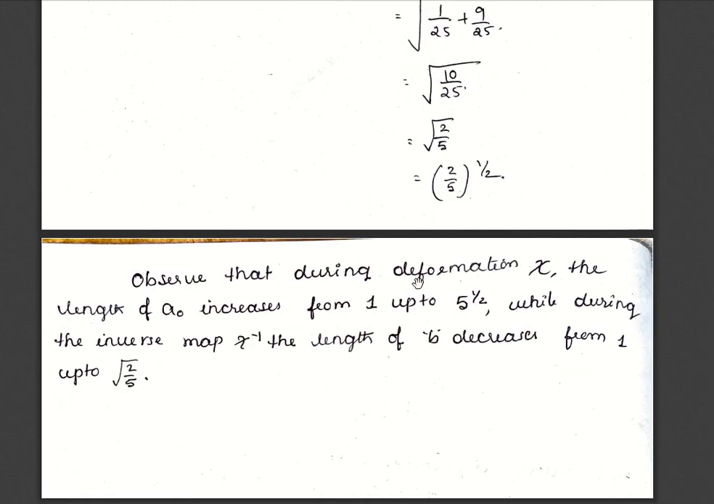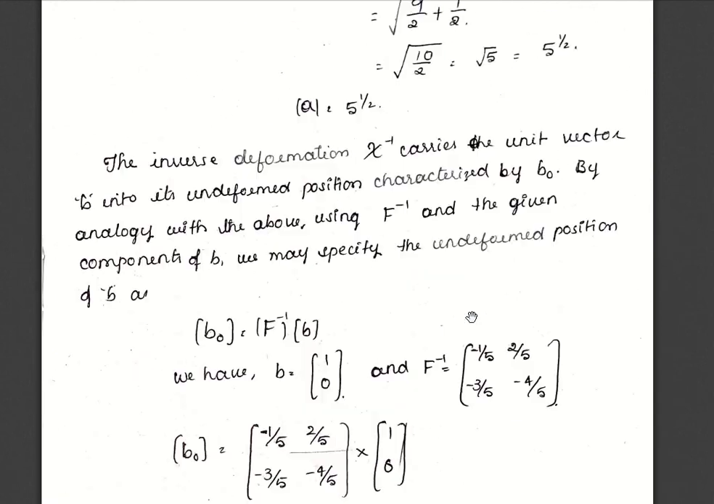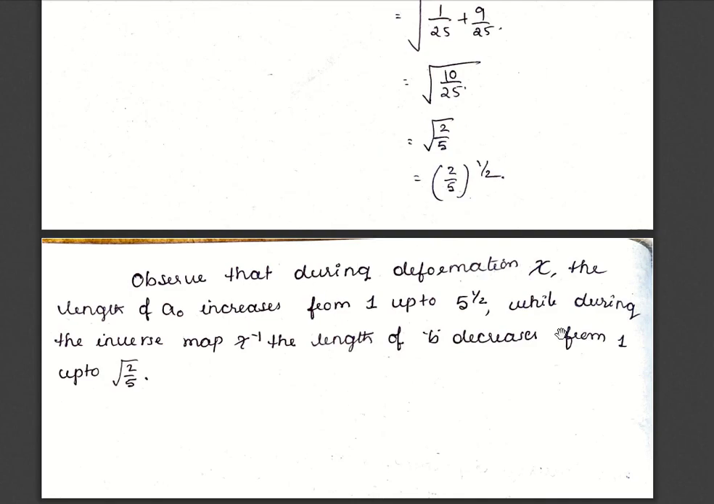So we conclude that during deformation the length of a naught increases. Initially a naught is given as a unit vector, so its magnitude is 1. That magnitude increases from 1 to root over 5, as we have found here. While during the inverse map, chi inverse, the length of b decreases from 1 to root over 2 by 5.